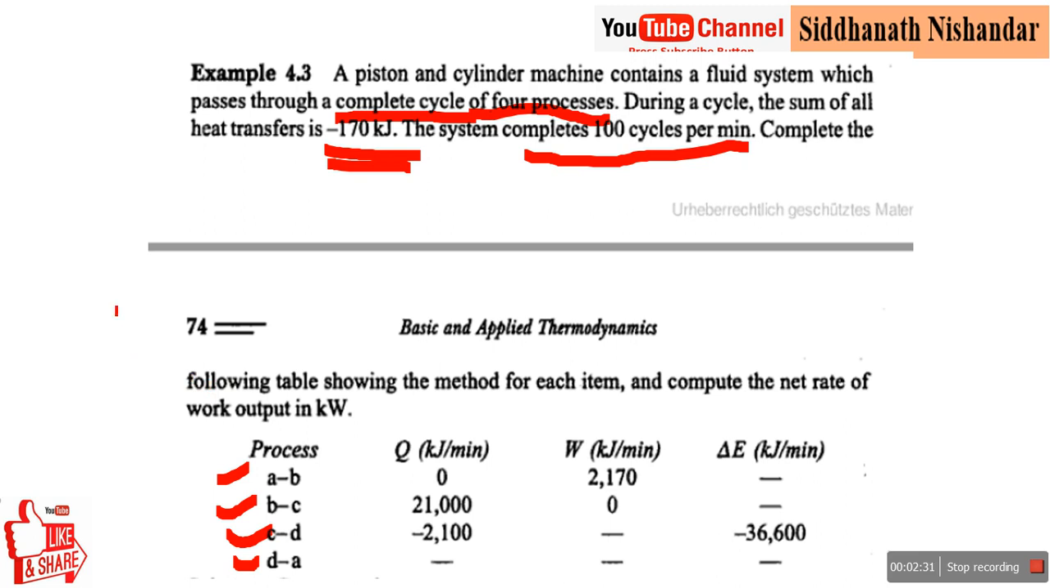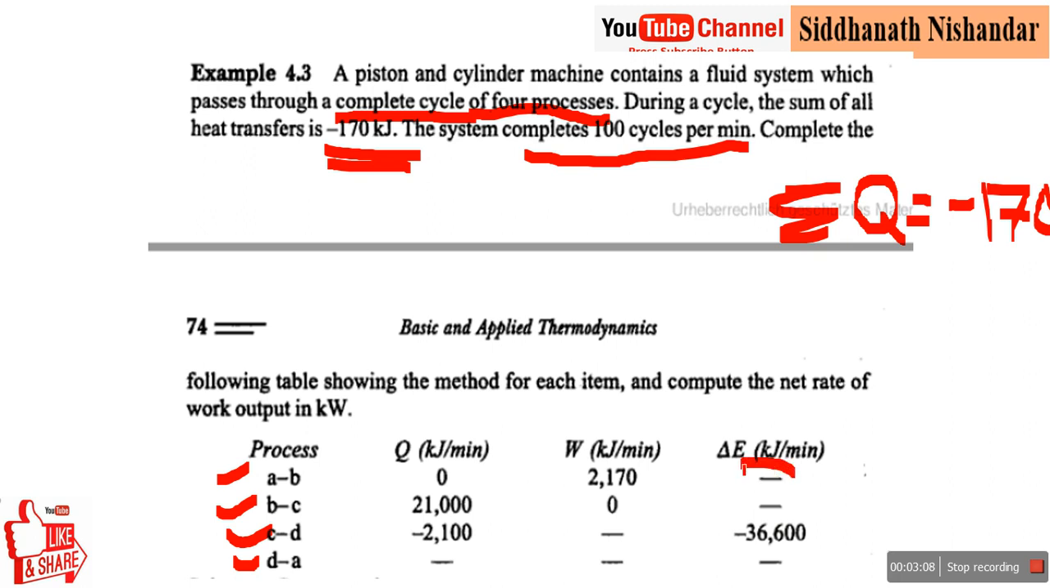They also told that after each cycle, the summation of heat, after one cycle, through those four processes A to B, B to C, C to D, and D to A. Each cycle consists of four processes, and at the end of each cycle, the total summation is minus 170. They have given that per minute they complete 100 cycles. The given data is Q, W, and delta E in the form of a table, and they ask us to find the blank values in the table.